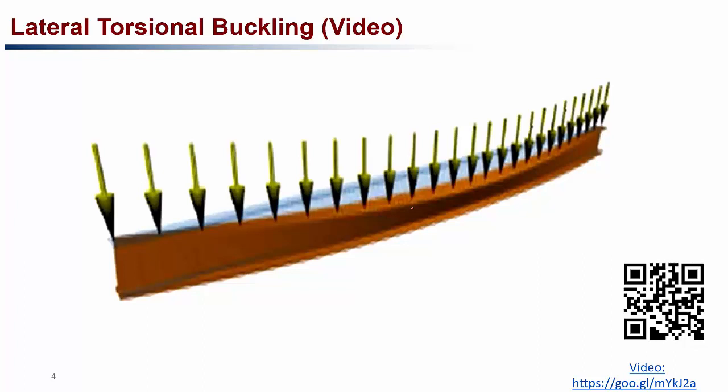So this is a very common mode of failure in beams where we do not have any lateral bracing or restraint against lateral movement or rotations. You can have a look at the video given here. You can scan the QR code with your mobile device and look at the video which demonstrates how lateral torsional buckling occurs.